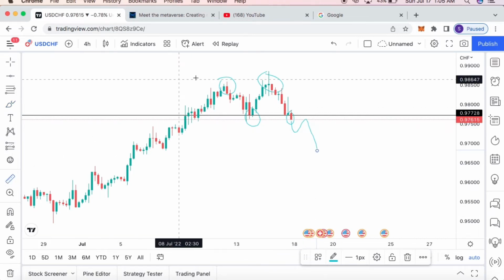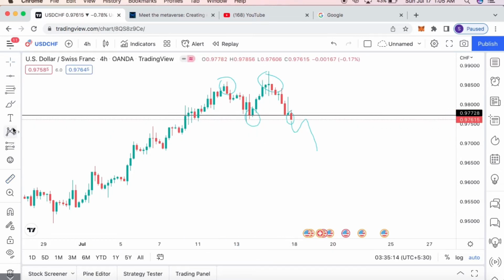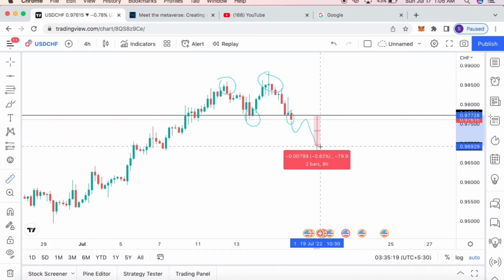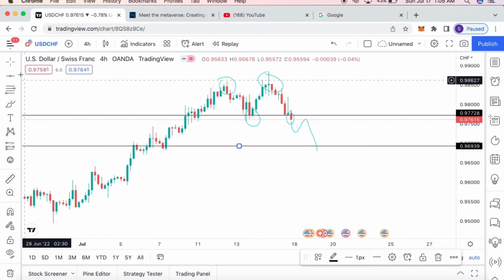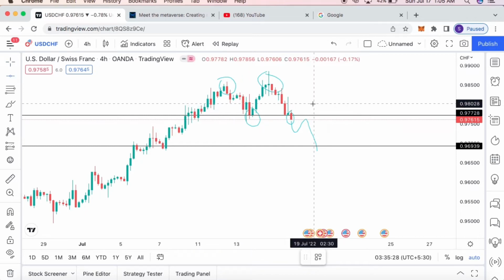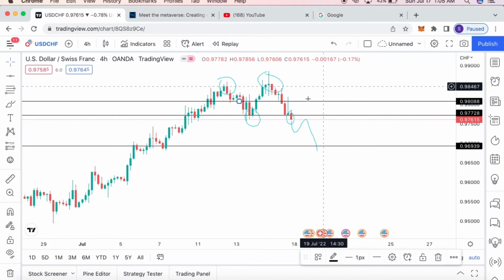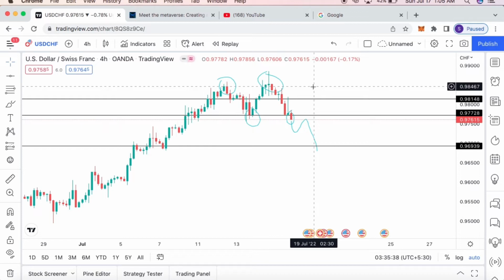If we were to measure our target, we measure from this distance here. This is almost 80 pips. So if you measure your target, it has to be 80 pips from here to around here. This would be your target. And then you risk 20 to 30 pips somewhere like there. So this would be a 1 to 2 risk to reward ratio.